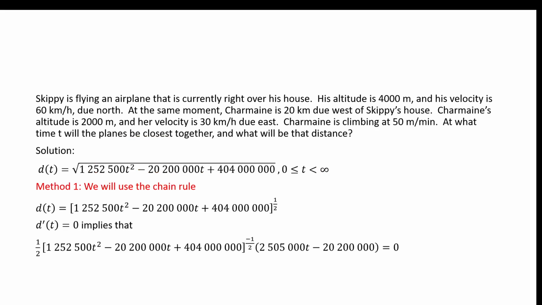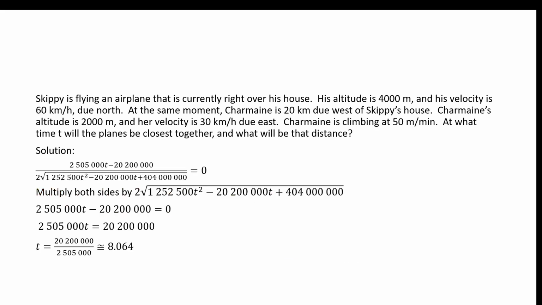Now, we know that our time is between 0 and infinity, so we're going to use the chain rule here. We're going to say that d prime of t equaling 0 would imply, using that chain rule, that 1/2 times this whole quantity to the exponent negative 1/2 times the derivative with respect to t of that quantity needs to equal 0. So we have that written here.